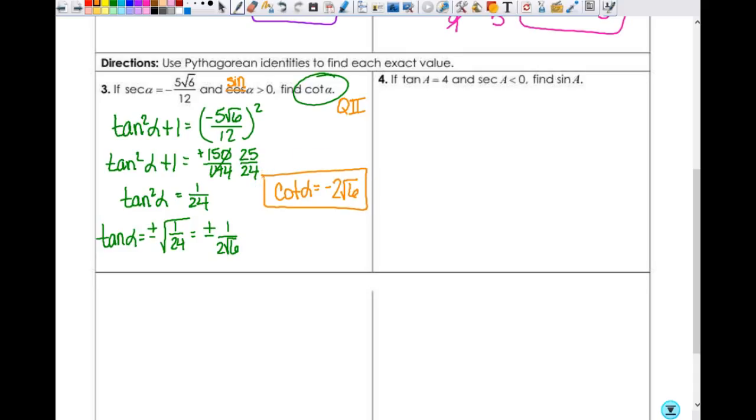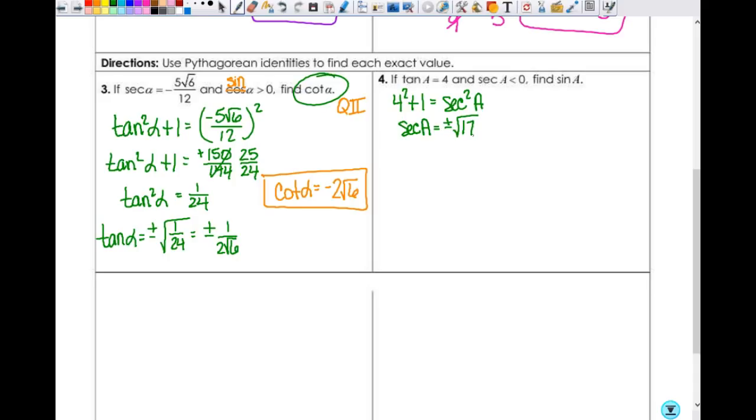All right, so then we have tangent of a equals 4, secant of a is less than 0. We want to find sine. So using the Pythagorean identities, tangent is going to give me secant, because you got tangent squared plus 1 equals secant squared, like we just used right here. So we're going to get 4 squared plus 1 equals secant squared a. Okay, so this is going to be 17, take the square root. So secant of a is equal to plus or minus the square root of 17.